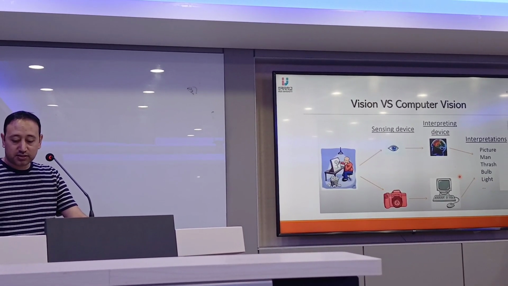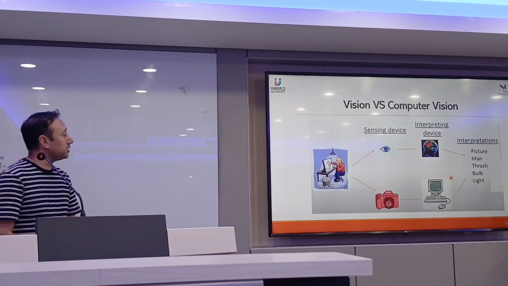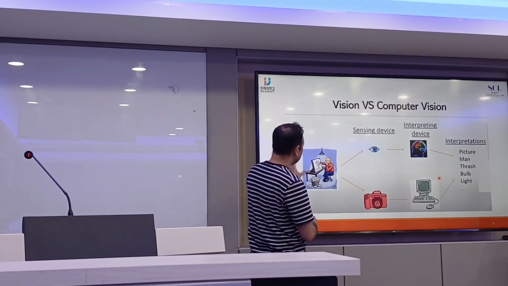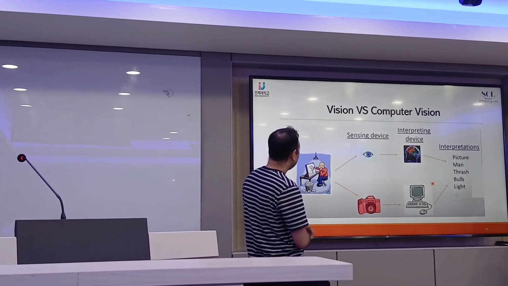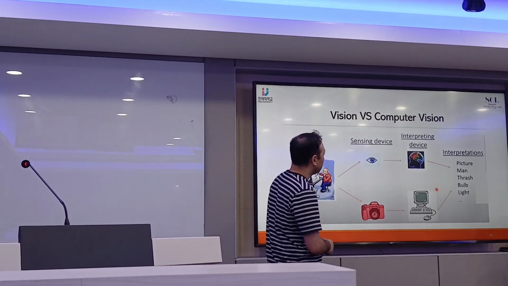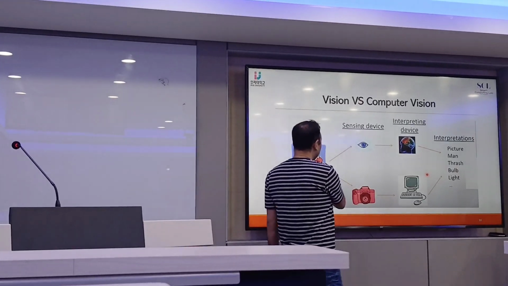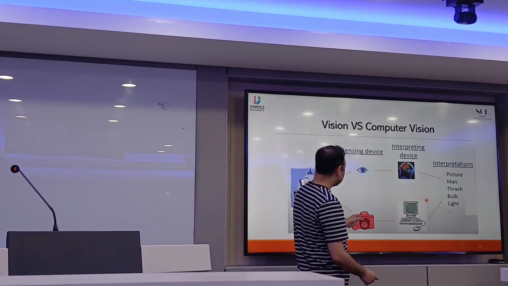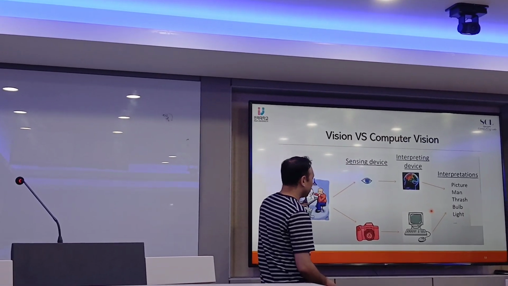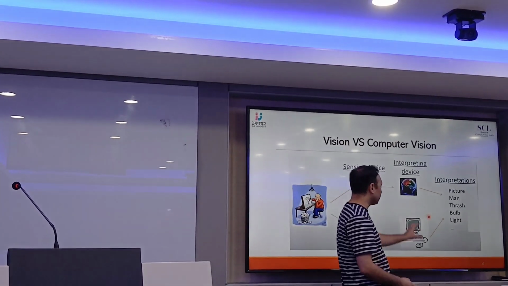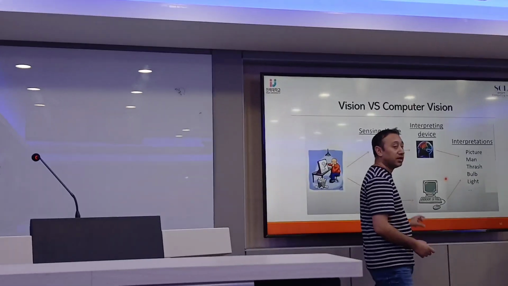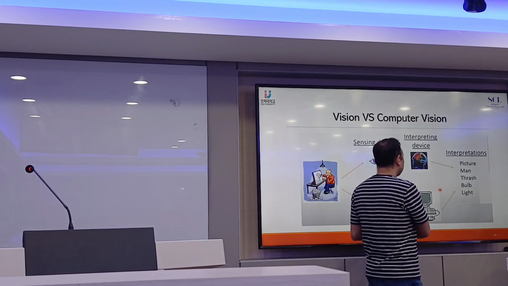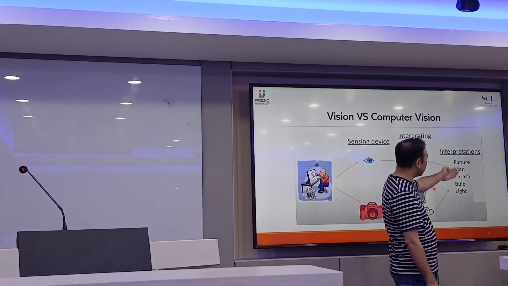So, vision versus computer vision. In this image, the human eye sees that there is a man and he is doing some painting. There is a trash bin and there is a light. In terms of computer vision, the camera takes the image of this picture and sends it to the computer, and there will be some cognitive activity, and at the end, a computer vision algorithm can identify there is a picture, man, trash, bulb and light.